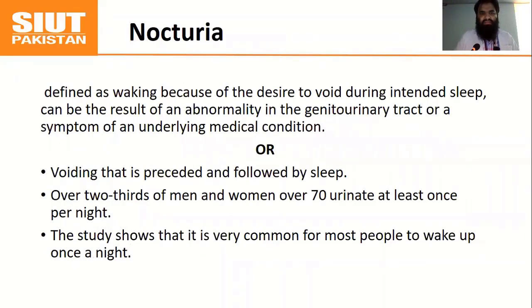Nocturia is defined as waking because of the desire to void during intended sleep, and can be the result of any abnormality in the urinary tract or underlying medical conditions. It is voiding that is preceded and followed by sleep. Two thirds of men and women over 70 urinate at least once per night, which is a normal phenomenon. Studies show it is very common for most people to wake up once at night.